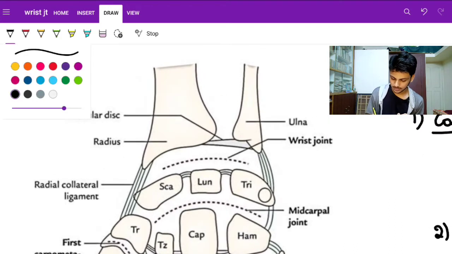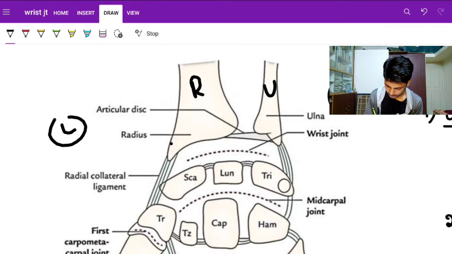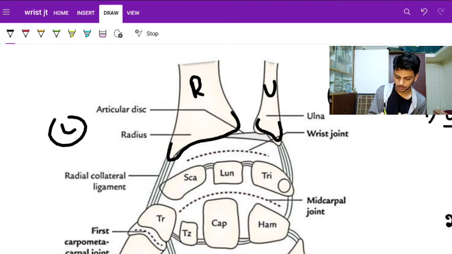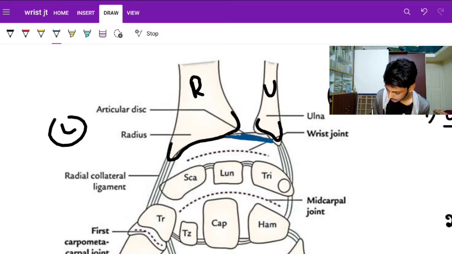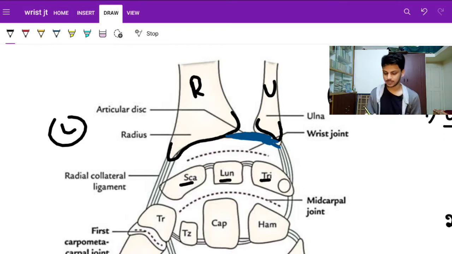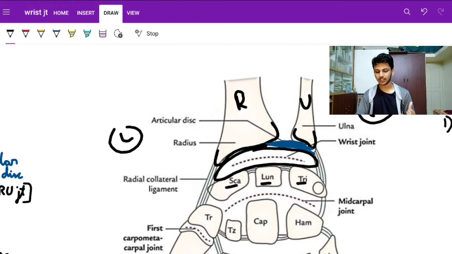Now see here, this is the radius, isn't it? This is the ulna bone. Radius is lateral, ulna is medial. See guys, this is the inferior surface of the distal end of radius, and this is the ulna bone. But ulna is not getting involved. What is getting involved is the articular cartilage here. This is the articular cartilage, and these are the proximal carpals: the scaphoid, lunate, and triquetral. The lateral three proximal carpals are getting involved. So this is the wrist joint here. Okay, that was the articular surfaces.